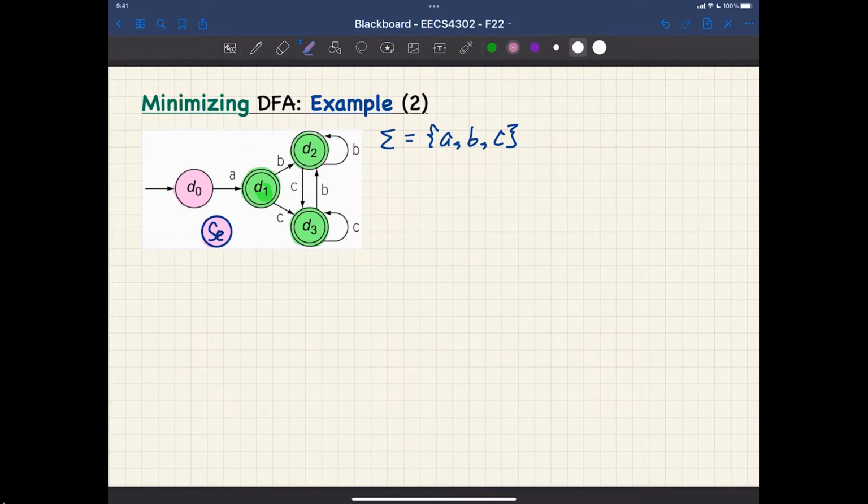That's the initial. Your job is to tell me whether or not you think we can somehow split either the green or the pink. If you don't think so, you can also justify why not, right? Okay, take some time to think about it.